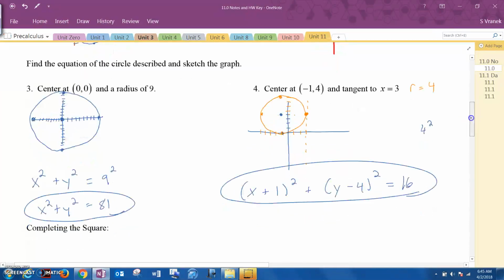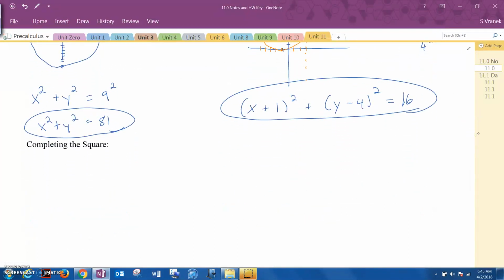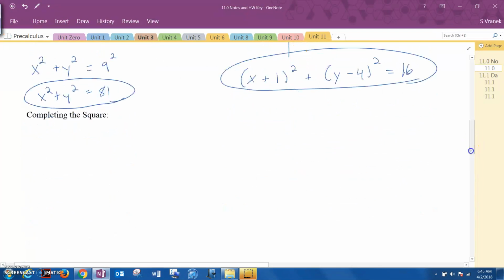Alright, now I'm going to talk about completing the square real quick. So let's say you are given something, and I'm just going to make something up right now. X squared minus 6x. No, I didn't even want to do it that way. Let's start that over.